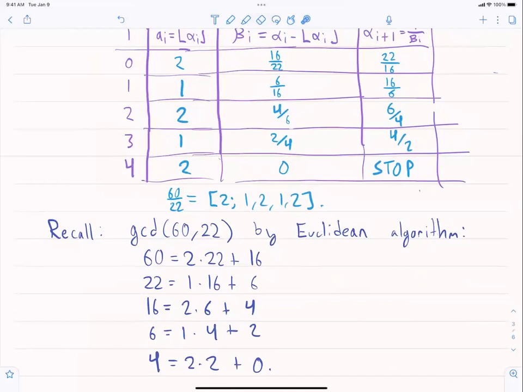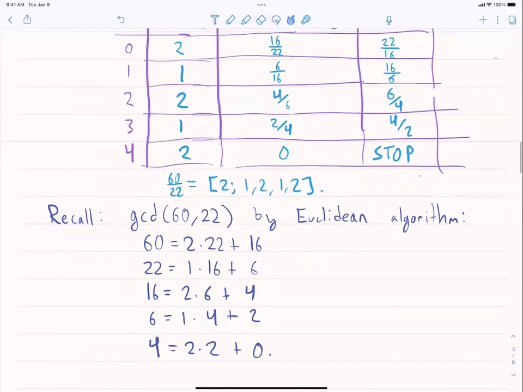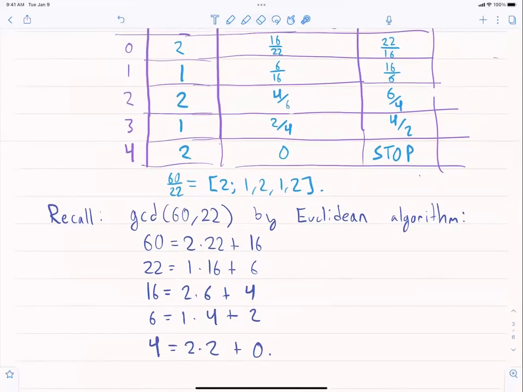Okay. And let's just recall that the GCD of 60 and 22 was equal to 2. And we computed that using the Euclidean algorithm. So here I've written out the steps. The last non-zero remainder was 2, that's why it's the GCD. But then if you look at the multiples, the Q's that appear in the Euclidean algorithm, it's 2, 1, 2, 1, 2. And this is the continued fraction expansion of 60 over 22.